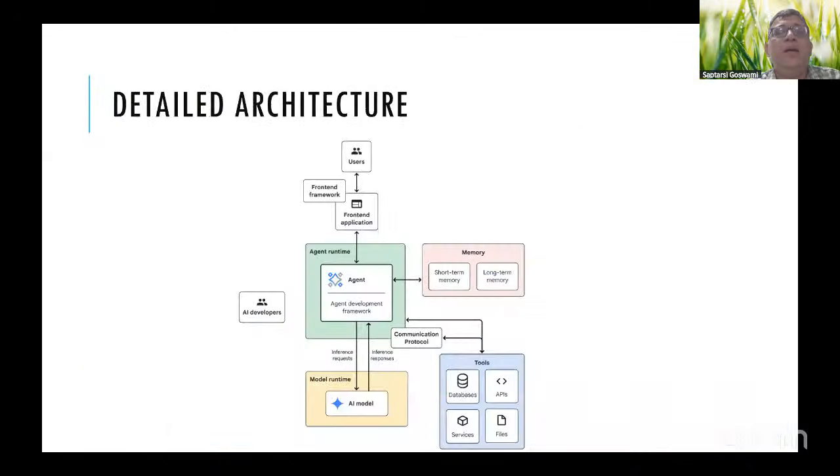Okay, all right. And this is a very detailed architecture. Earlier we were only talking about agents, right? So here we are talking about a full-fledged system. You have your agent runtime, so you have the agent and the agent development framework and so on and so forth. When I say agent development framework, I am talking about maybe ADK, the Agent Development Kit, or frameworks like LangChain or LangGraph, right?